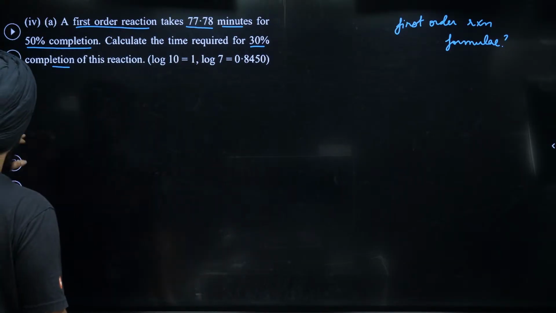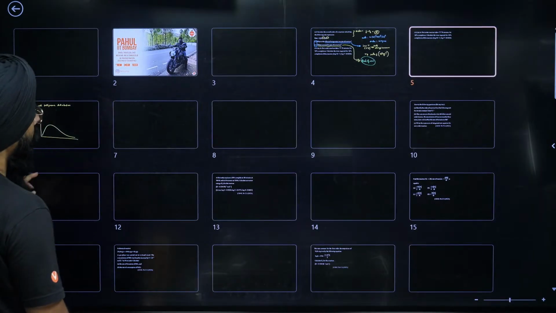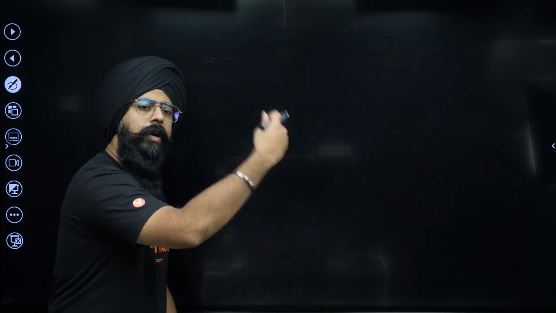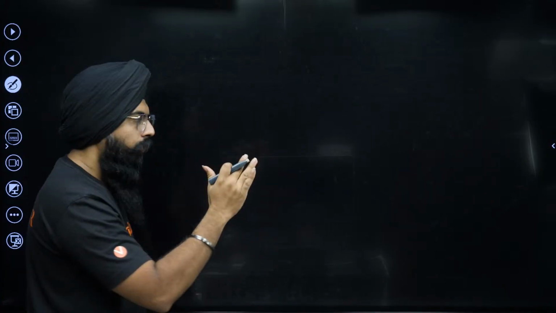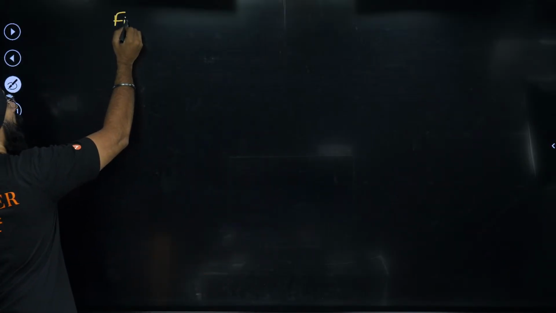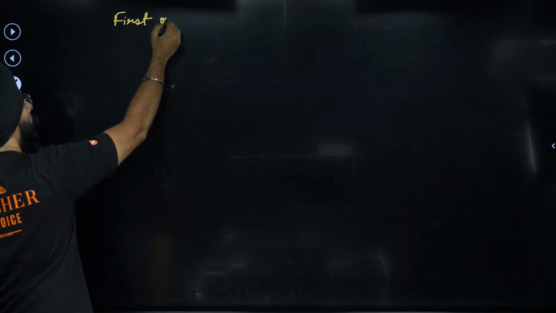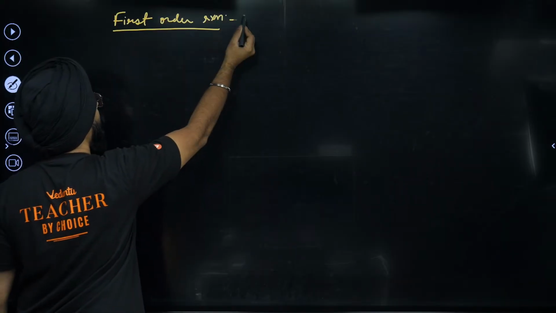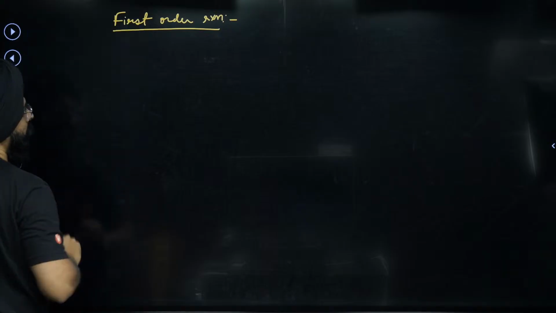So let's do one thing. Let us define, or I should say derive, the expressions of the first order reactions. Let us derive the entire thing about the first order reactions. It will be helpful for board examination, also for your JEE examination. And when we do it together, you will realize it is so simple. You can literally derive it in 2 minutes.